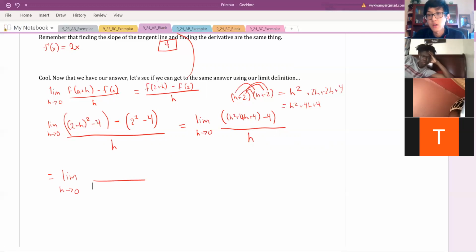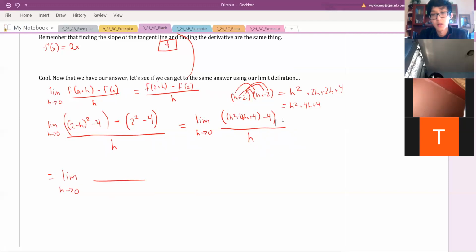Okay, I'm going to cold call on someone else. Let's see. Jamal, would you be able to come off of mute and just simplify this numerator for us? So we have h squared plus 4h plus 4 minus 4. How can we simplify that just one step further? We have to factor.